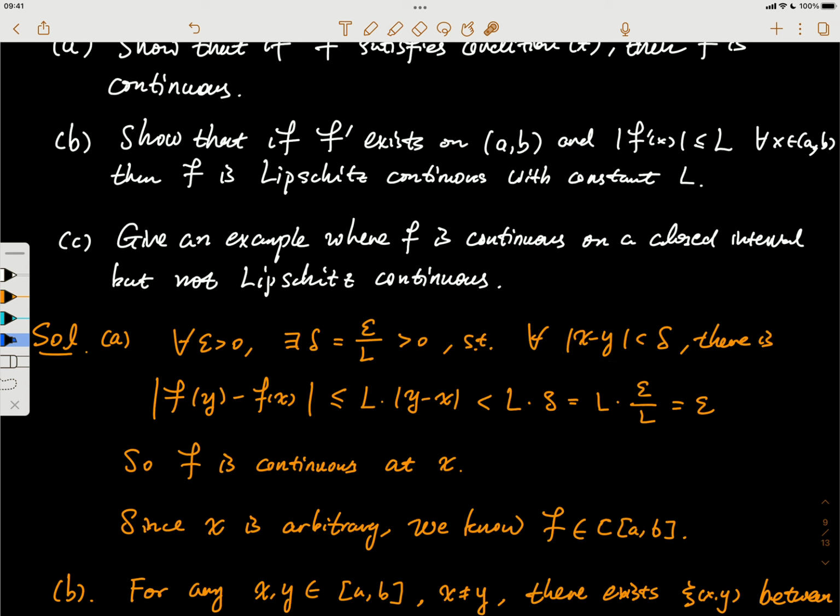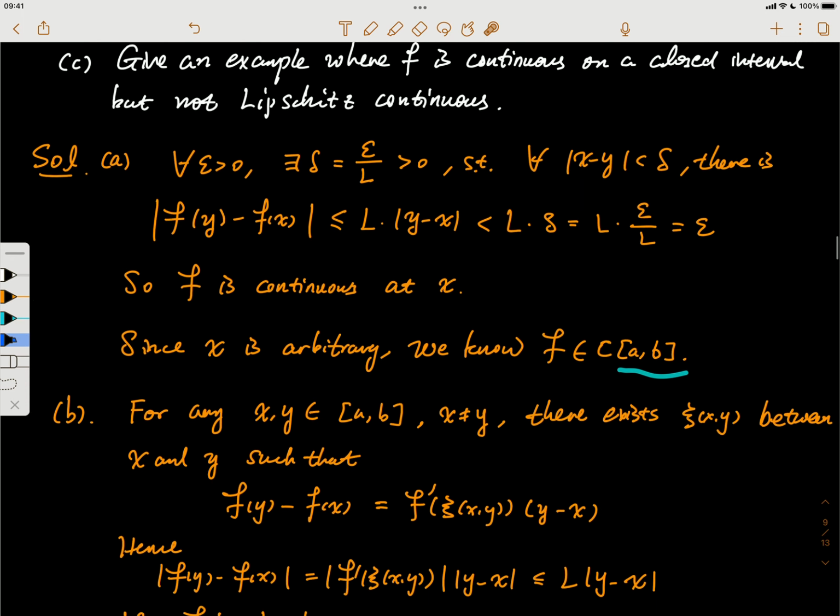as long as y is close to x. The distance is less than delta. So this is the definition of continuity, right? That means the function is continuous at the point x. But we don't really specify what that x is. We just say arbitrary x. So because x is arbitrary, we know that the function f is actually continuous over the whole interval. It doesn't matter where this x is from over this interval. Okay, so that proves part A.